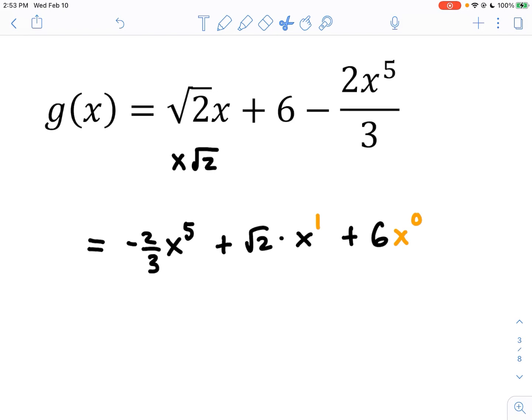Remember, the coefficients don't have these restrictions. You can have a fraction coefficient, you can have a radical coefficient, you can have any real number as the constant. So this is a polynomial.